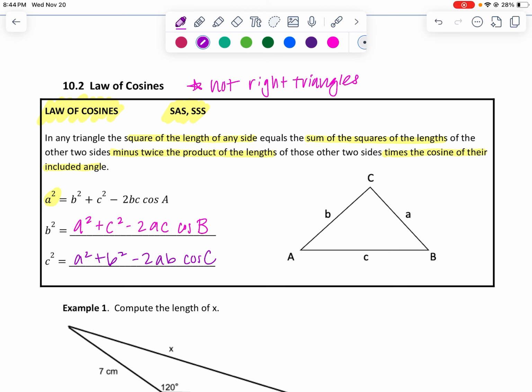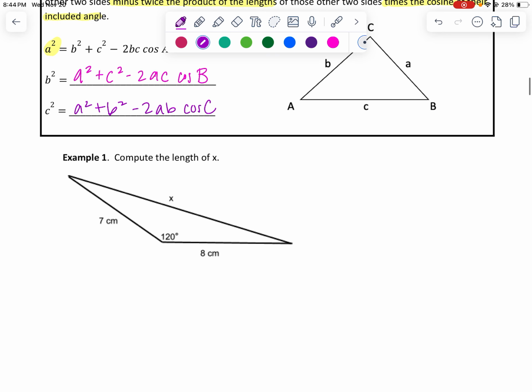So let's just try it out. An example, and it says compute the length of x. If I'm looking at the sequence of my triangle, it looks like we have a side, angle, side. So again, it has to be consecutive. Some people get confused and say, oh, side, side, angle, which would be law of sines. But we're looking from left to right. I have a side, angle, side. So this one is going to be SAS, and here we're dealing with the law of cosines.